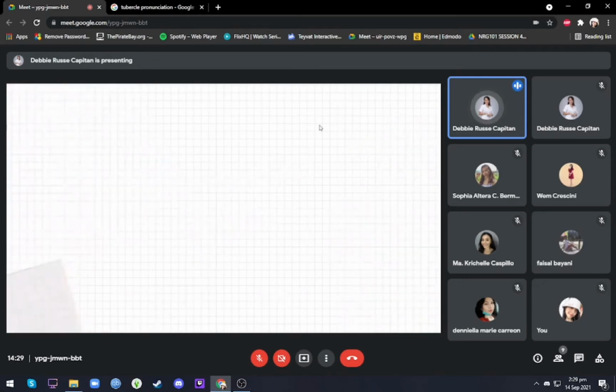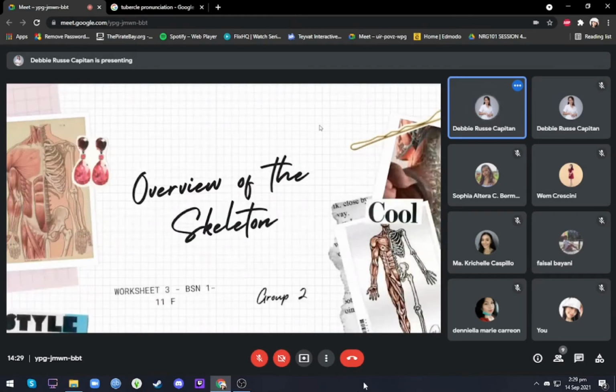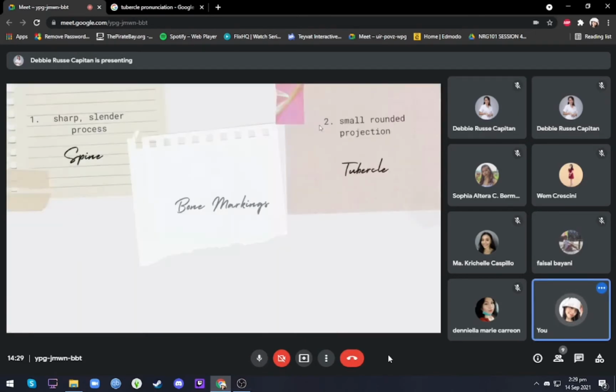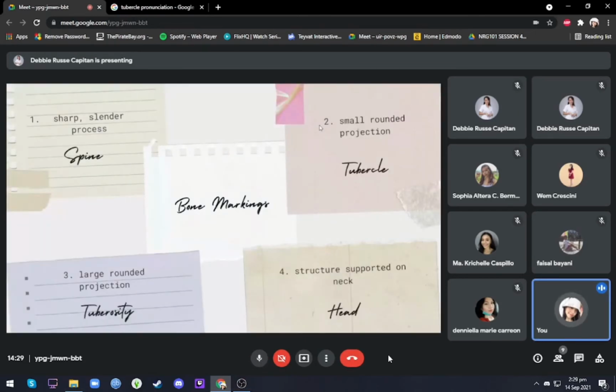First up, we have Miss Felicity Di Carlos to discuss the overview of the skeleton. Good morning, everyone. I am Felicity Di Carlos, and I will be tackling the bone markings.